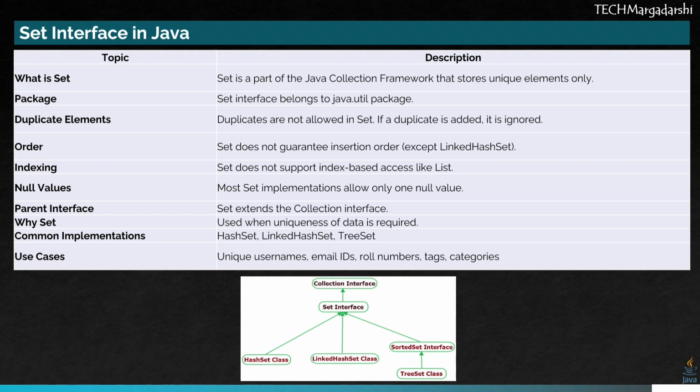Unlike list, set does not support index-based access and generally does not guarantee insertion order, except in LinkedHashSet. Most set implementations allow only one null value. We use set when data uniqueness is important, such as storing usernames, email IDs, roll numbers, or tags. Common implementations of set include HashSet, LinkedHashSet, and TreeSet, which we'll explore in detail next.